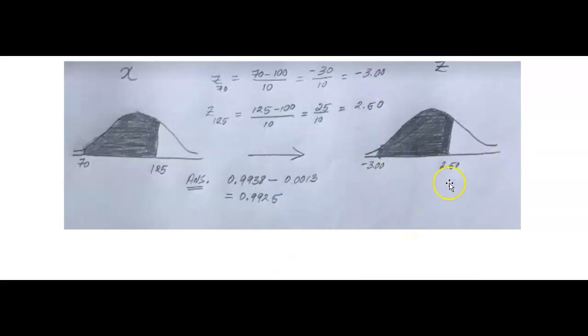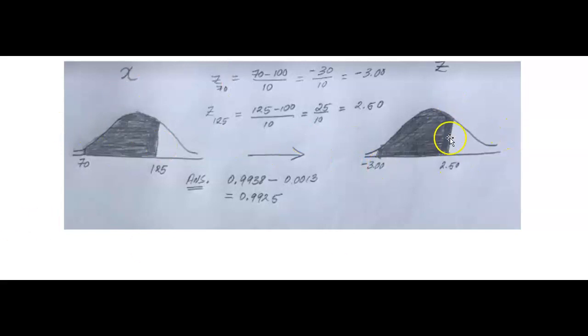Now, let me explain why, guys. You have to remember that to find the area between two values, you find the area for the one on the right side, find the area for the one on the left side on the table, and subtract the two answers. And this is the reason why.